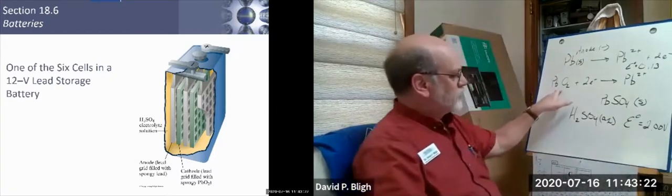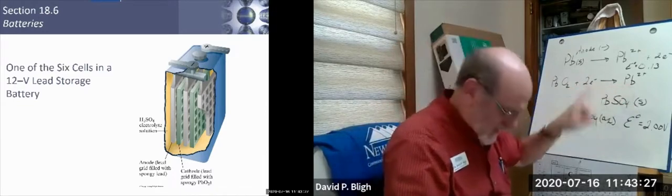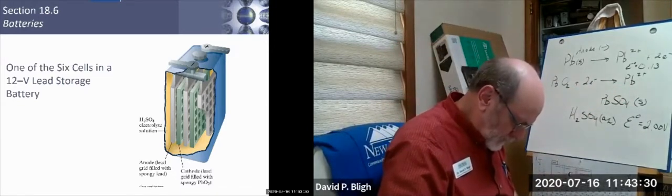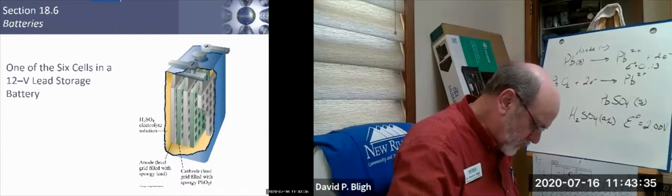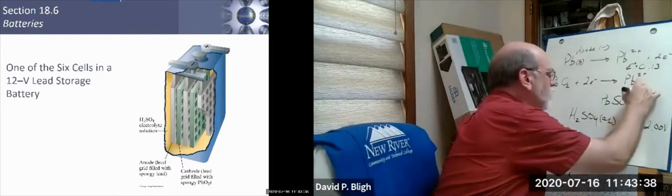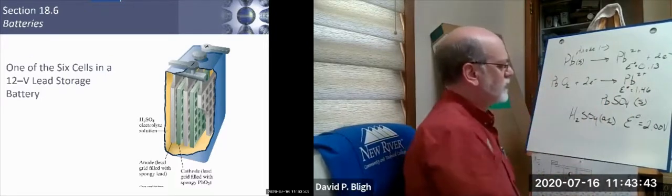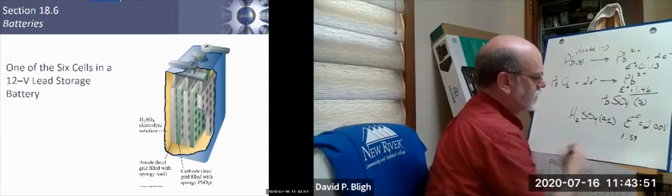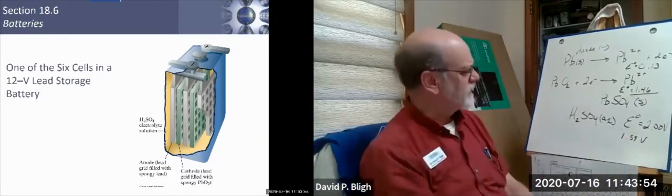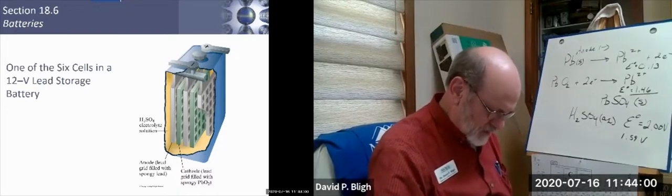This one is written as a reduction, so lead 4 oxide reduced to lead 2 plus. So it's lead 2 plus. Here it is, 1.46. 1.46. So if we add those together, we would expect that to be 1.59 volts. All right, so that's less than 2 volts. What seems to be the problem here?